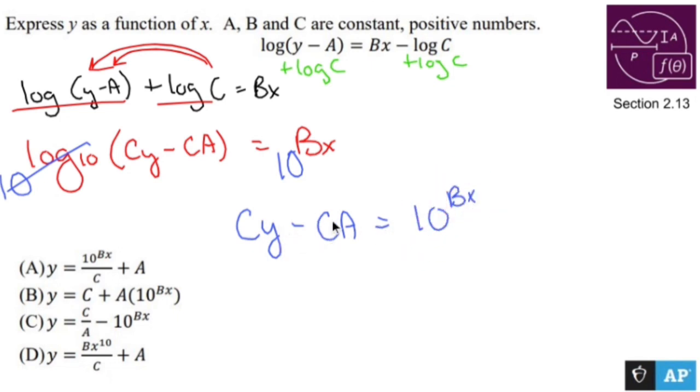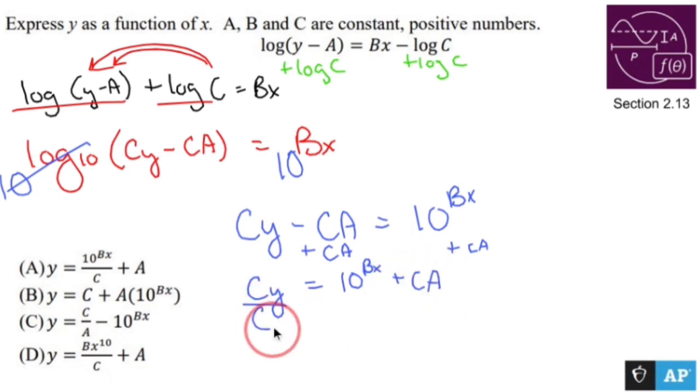Is y all by itself? Nope. Let's add ca, or as Arnold Schwarzenegger would say, California. He was the governor. The governator. What is that? 10 to the bx plus ca. It doesn't really matter how they want me to write it out.